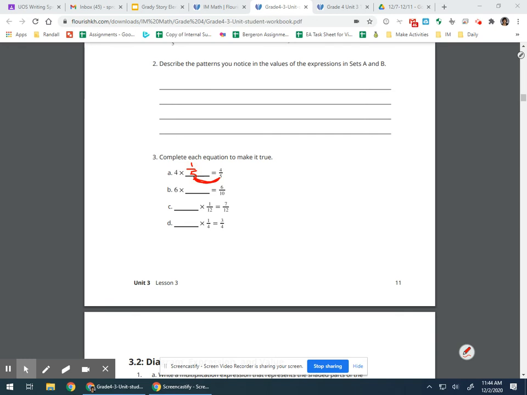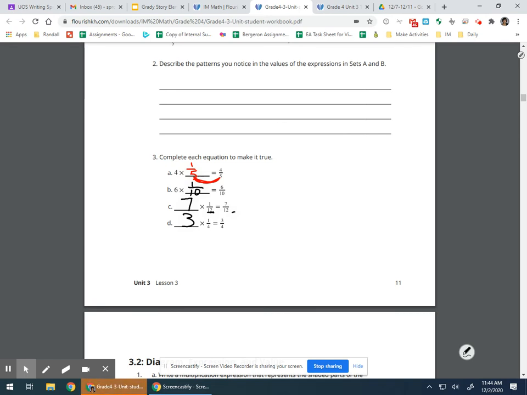Okay, you're back. So let's do this. I know that 6 times 1 is 6, and the denominator is going to be the same because it tells you how many pieces in a whole. So C, I know I have 1/12 here and 7/12 here, and I know that 7 times 1 is 7. Same thing here. All right? All right, here we go.